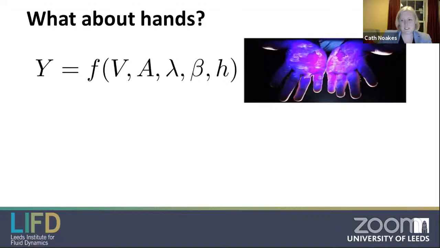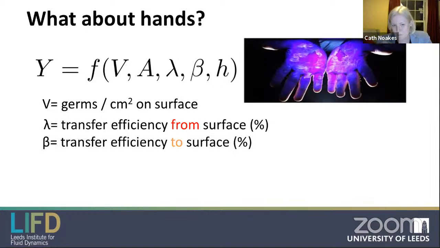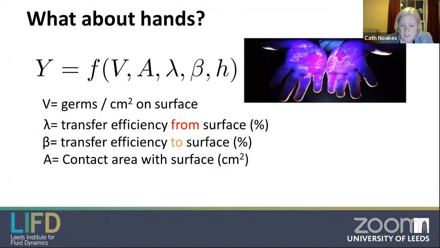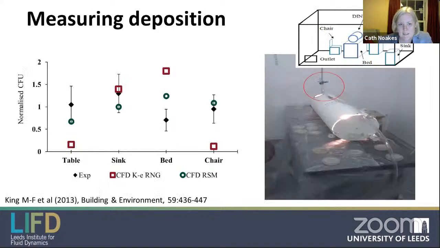The last thing I want to touch on is hands. So I've mainly focused on what's in the air, but I think hands matter too, and we shouldn't dismiss them. So one of my researchers, Marco, has done some great work where he's been modeling transmission via hands, considering how many germs are on surfaces. If you touch a surface, what's the efficiency of transferring something from that surface onto your hands? If you've got something on your hand, how efficiently can you transfer it to a surface? How much contact area you have with a surface, and how effectively and frequently you clean your hands. And we've got a stochastic model that considers this risk to be able to understand contamination on hands.